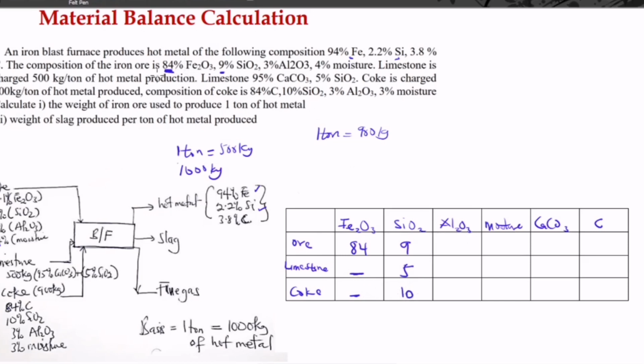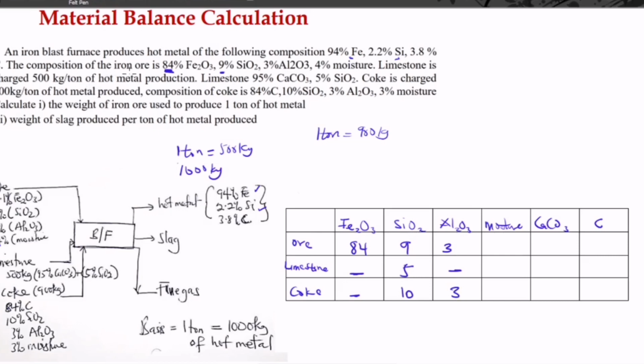For the iron ore, alumina is 3%. Then we move on to the limestone. The limestone, do you have alumina in that? No. So we have dash. And for the coke, we have alumina to be 3%. Then we go to moisture.